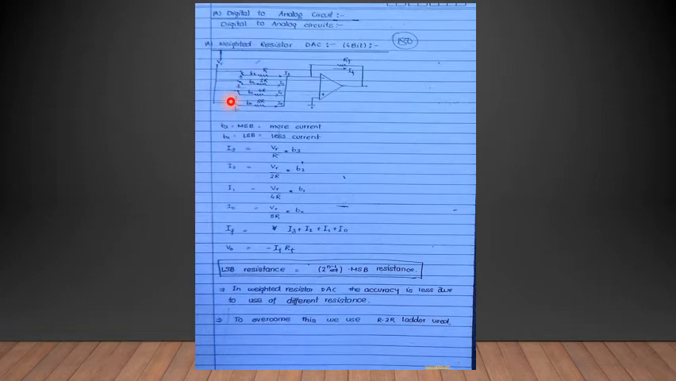You do not have to memorize a lot of things. So basically this is a 4-bit weighted resistor DAC. As you can see, 1, 2, 3, 4, there are 4 bits. Which is the LSB and which is the MSB? B0, B1, B2, B3. So B0 is the LSB and B3 is the MSB.